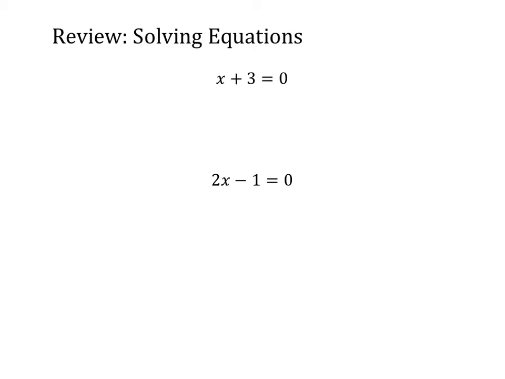When we're solving an equation, we just want to isolate our variable. So in this one, our variable is x, so to get it by itself, I'm going to use inverse operations to remove everything else on that side of the equation. So I have this plus 3.